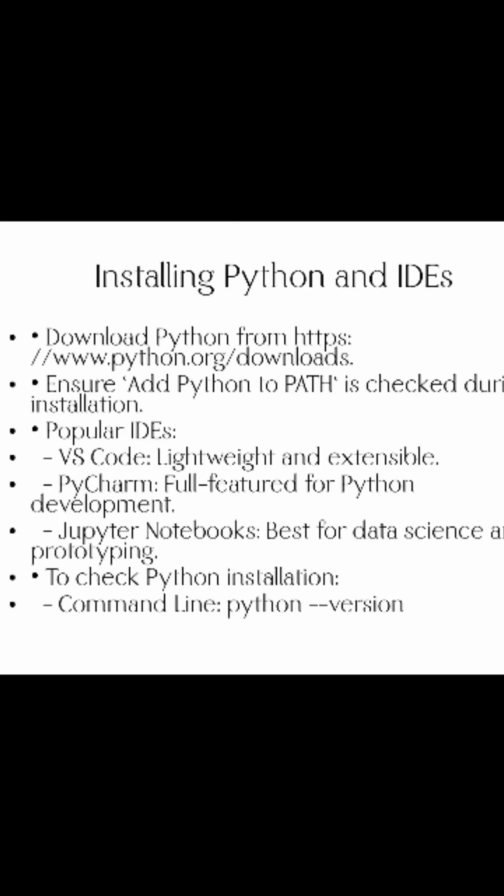The next slide is installing Python and IDEs. Let us see how to set up Python in our system. We can directly download the latest version of Python from the official website. The latest and fastest version of Python nowadays is Python 3. Before setting up an IDE, we need to first install Python in our system. You can refer to this article for the step by step process.